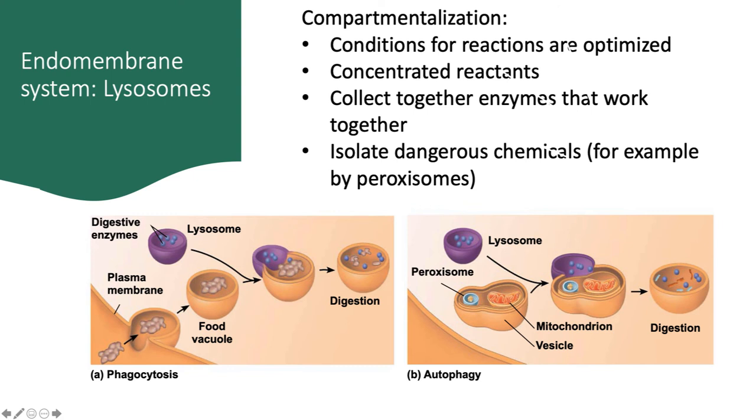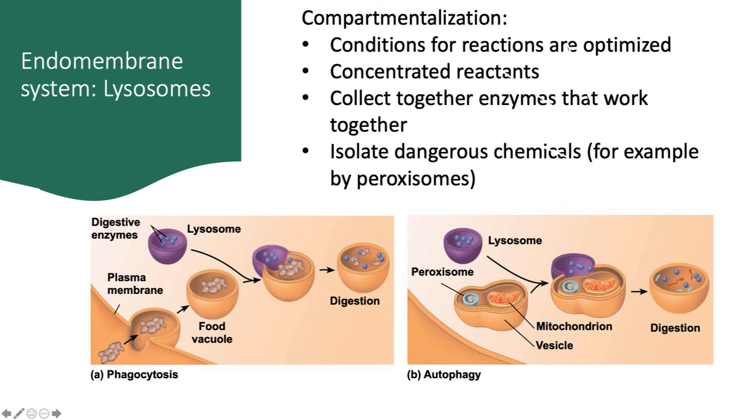First, the chemical reactions can happen very quickly because they can maintain optimal conditions for those specific reactions. In the case of lysosomes, the enzymes need an acidic environment, which is maintained in the lysosome. Additionally, compartmentalization allows reactants to be concentrated, as the speed of reactions increases with concentration of reactants.